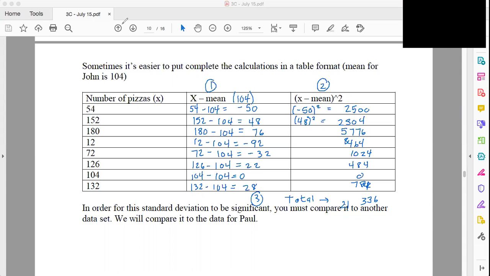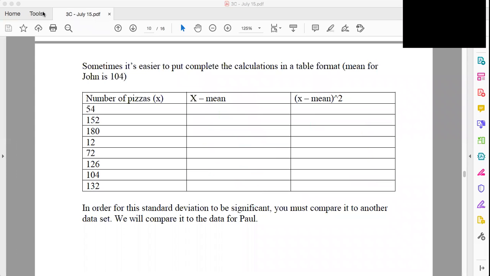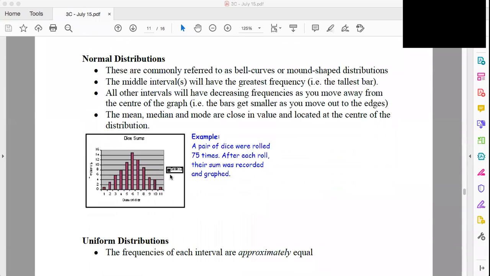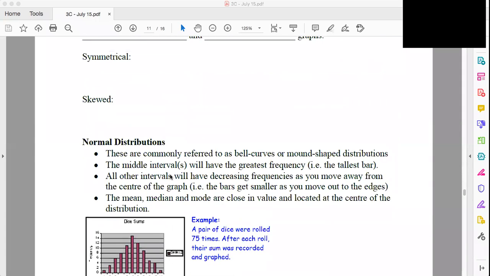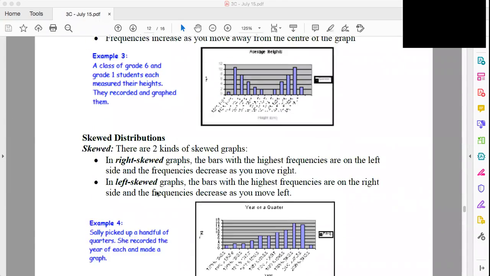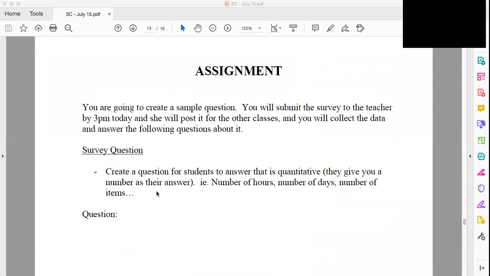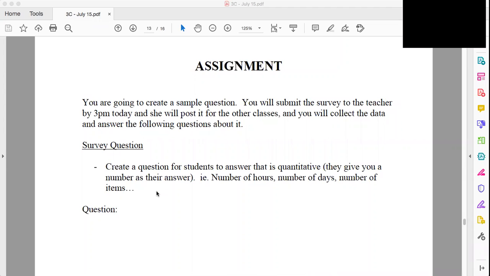Okay. So I'm going to clear this and I'm just going to look at your assignment real quick because this isn't supposed to be there. That's tomorrow's. What you're going to do is create a sample question. It should be more of a yes or no type of question. You will submit a survey to me by 3 p.m. today so I can post it to other classes and get the data for you from the other classes, the other students.